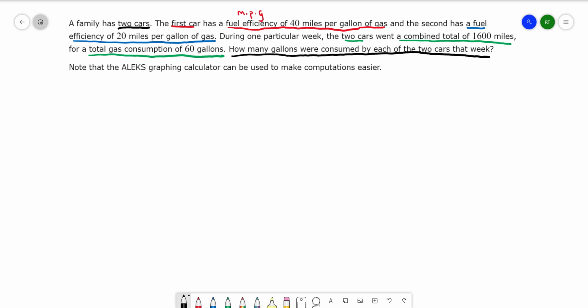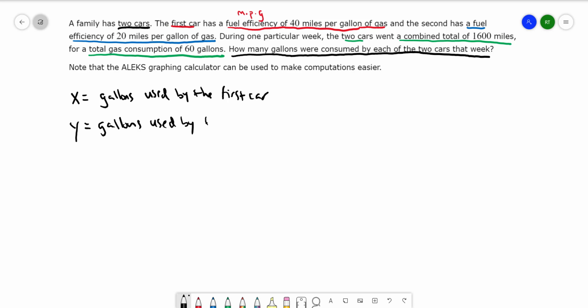So I already know I have two cars. I'm going to let X represent the gallons used by the first car. And then I'm going to let Y represent the gallons of gas used by the second car.